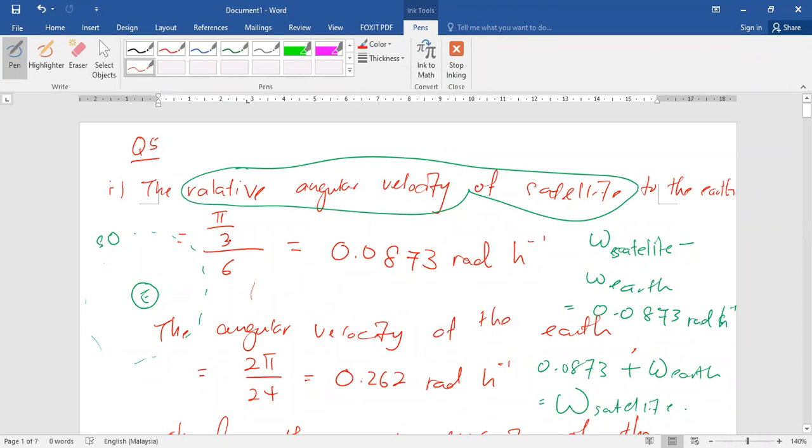Pi over 3 will be the angle divided by the time taken. So it will be equal to pi over 3 over 6 hours, which is 0.1745 radian per hour.